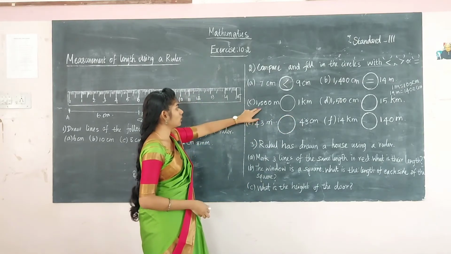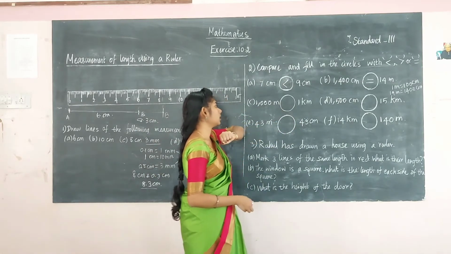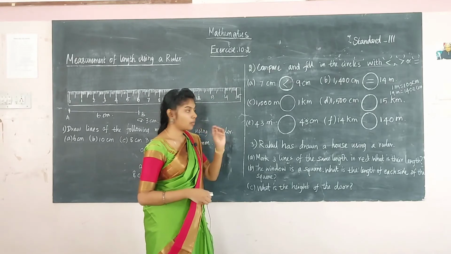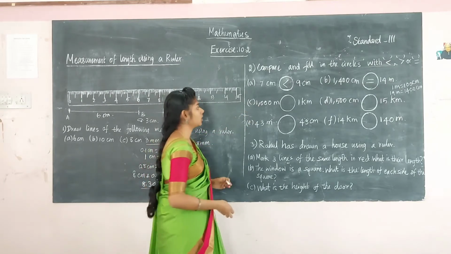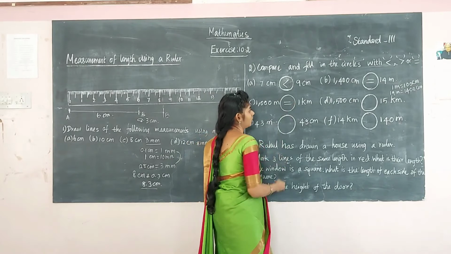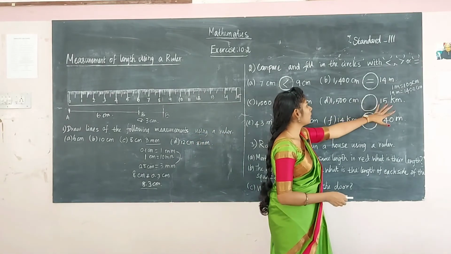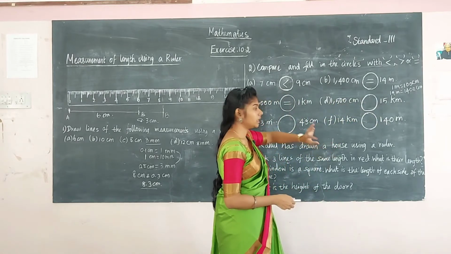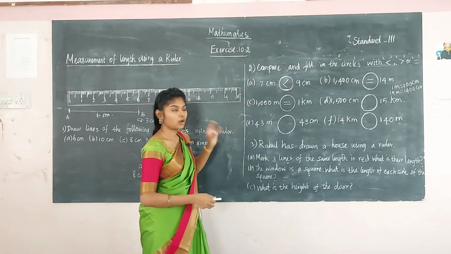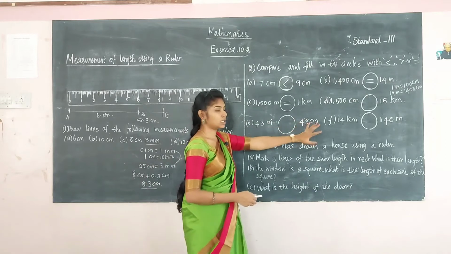And next one, 1000 meter is equal to 1 kilometer. Yeah, right. 1 kilometer is equal to 1000 meter only. So we can give the equal sign here. And the remaining 3 you can do as your homework. Okay. Easy only. Just compare the units and the numbers. Whether it is equal or less than or greater, like that you are going to find and fill these 3 questions.